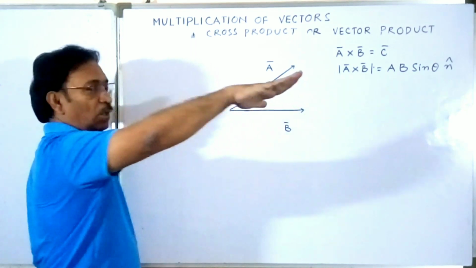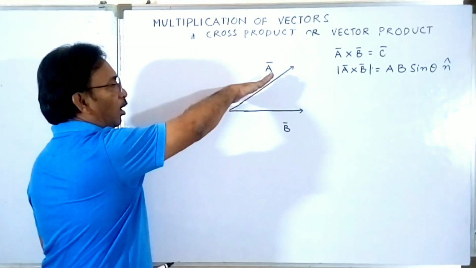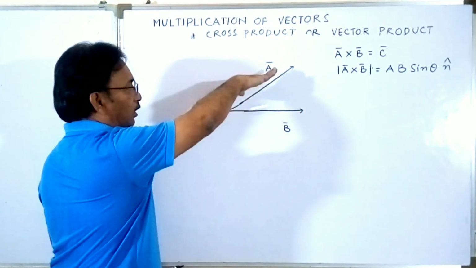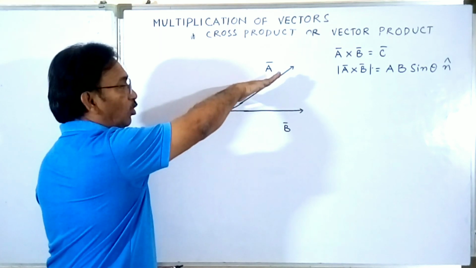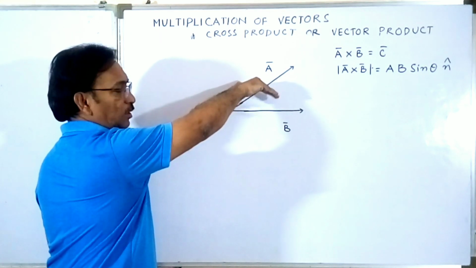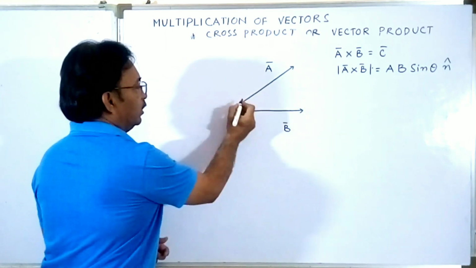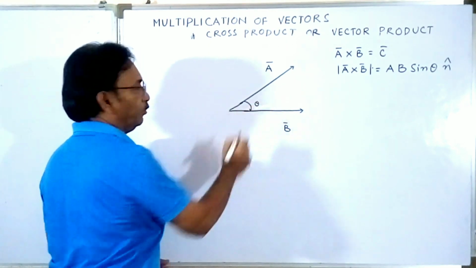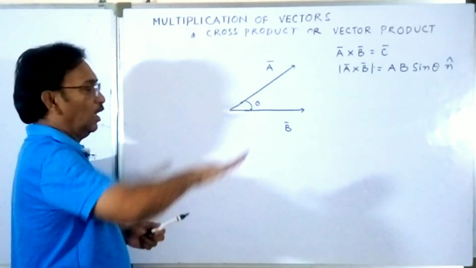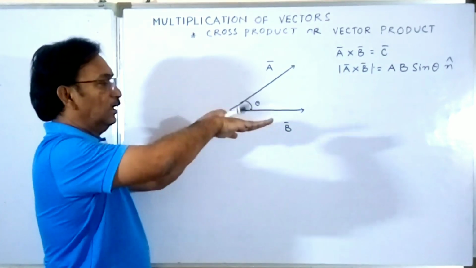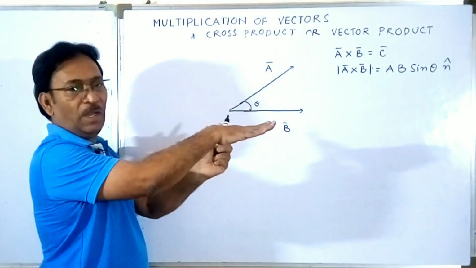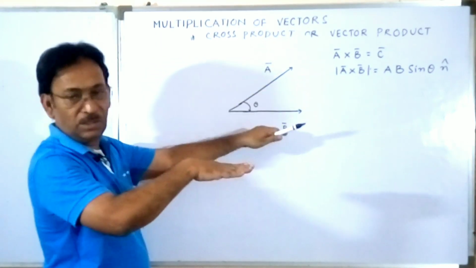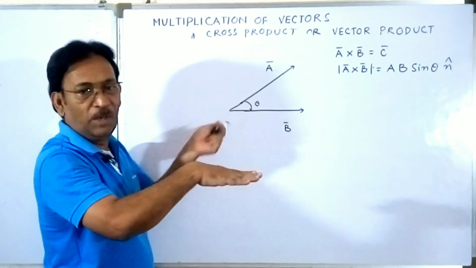I hope you understood. We have to keep the palm on the first vector. Here we are multiplying A with B. Then slowly curl your fingers towards the second vector. Here, we curled it. It's the direction in which we moved. I hope you are understanding. If you watch closely, you will find that the thumb is going in. It means that the resultant of these two vectors, A and B, will be into the plane.